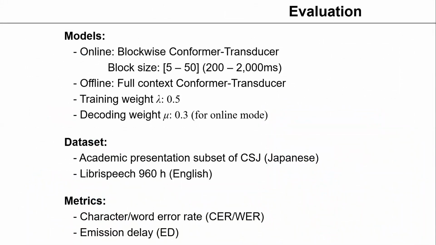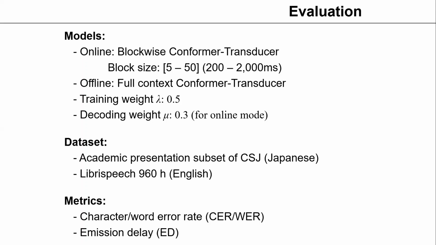To validate the proposed method, we conducted several experiments using a blockwise conformer transducer for the online mode and a full context conformer transducer for the offline mode. During training, the block size was randomly selected from 5 to 50, which corresponds to 200 milliseconds and 2000 milliseconds. The training weight was 0.5 and the decoding weight for the one-pass beam search was 0.3.